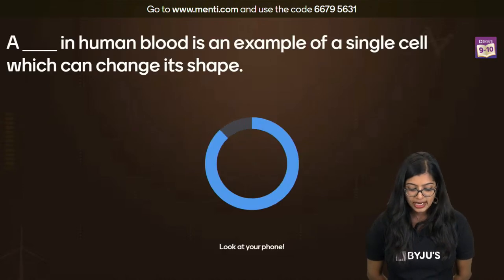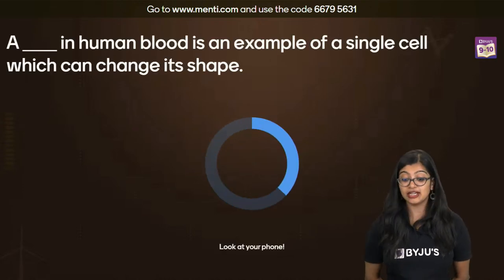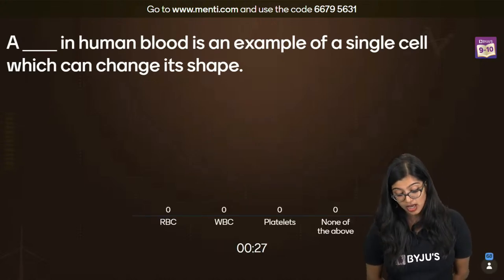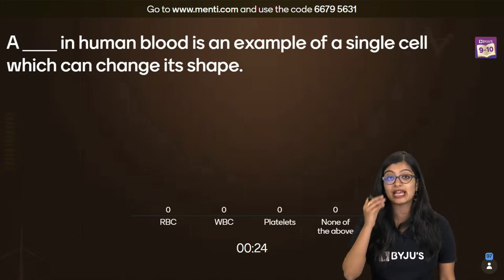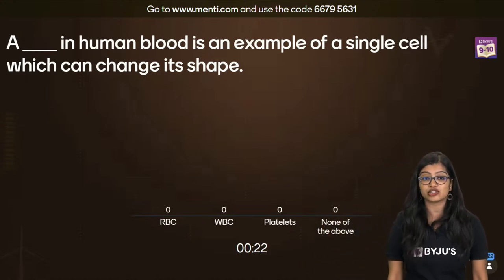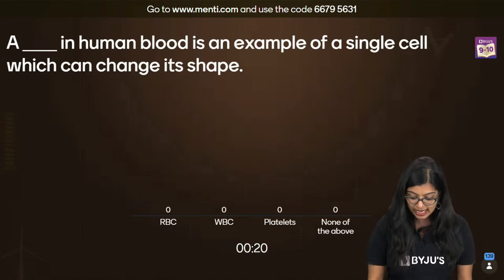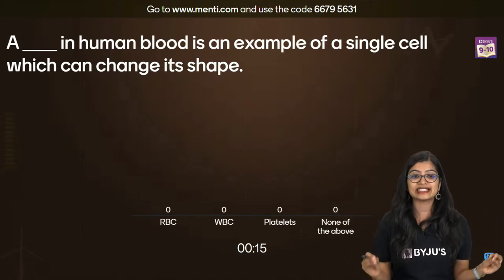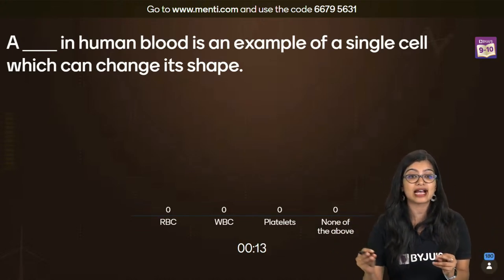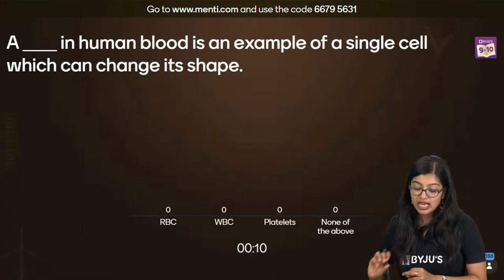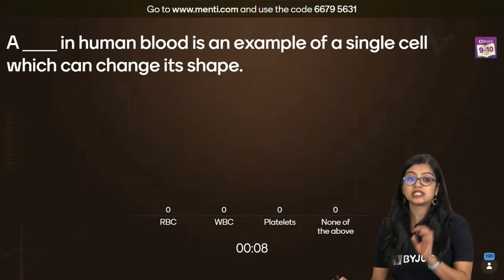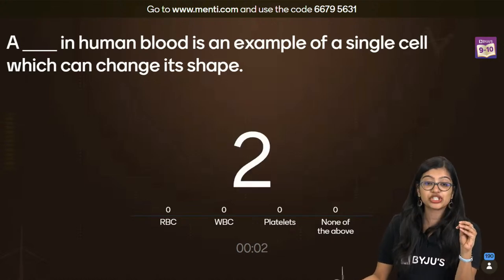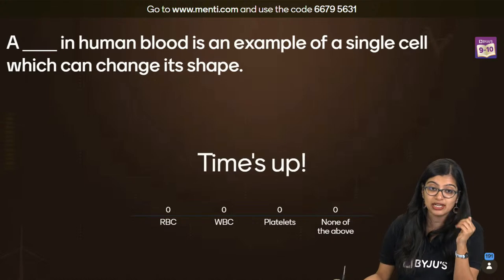In dash, a dash in human blood is an example of a single cell which can change its shape. So we're talking about something in the human blood which has the ability to change its shape. Is it RBC, WBC, platelets or none of the above? Very easy question. Component of blood that has the ability to change its shape. 10 seconds left, everybody. Take your time and answer. Now, this change in shape helps it squeeze through the walls of the capillaries.